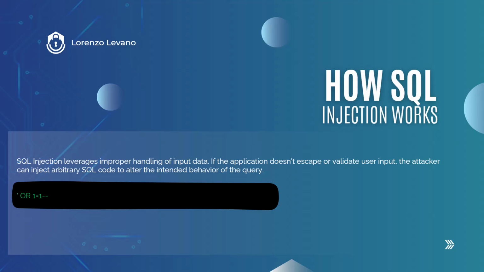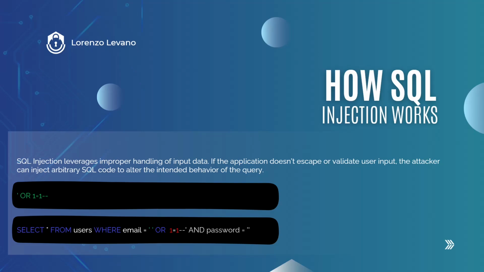Now the backend might execute the following query. So it selects everything from users where email is equal to none or 1 equal 1. And this is why it's dangerous, because or 1 equals 1 evaluates to true, and it's always true. And the dash dash tells the database to ignore the rest of the query because this is a comment. So if the system checks only for the presence of a result, access is granted, potentially as the first user, often as the administrator.